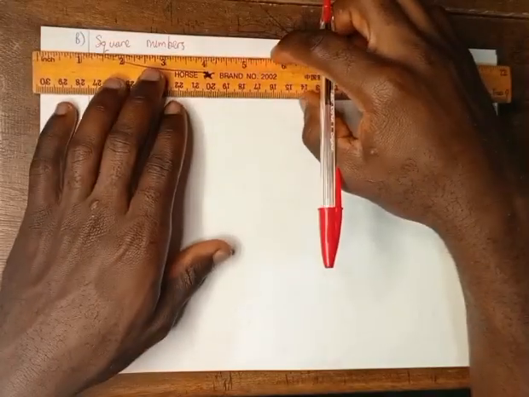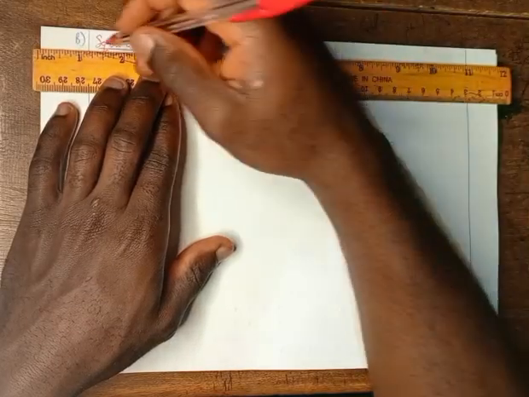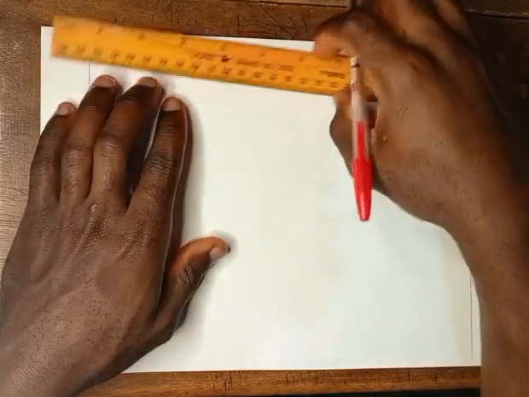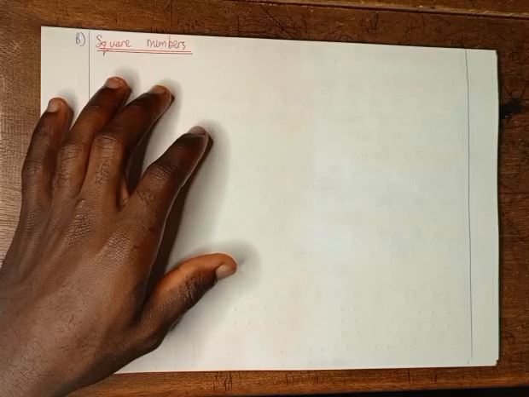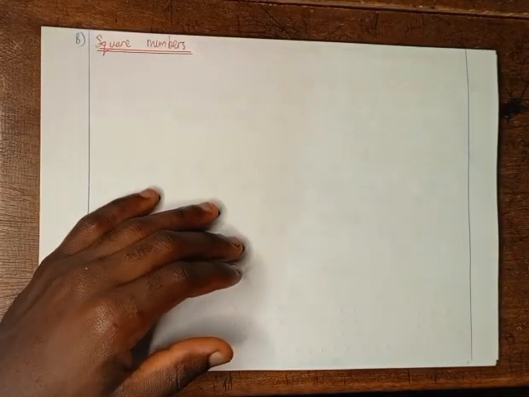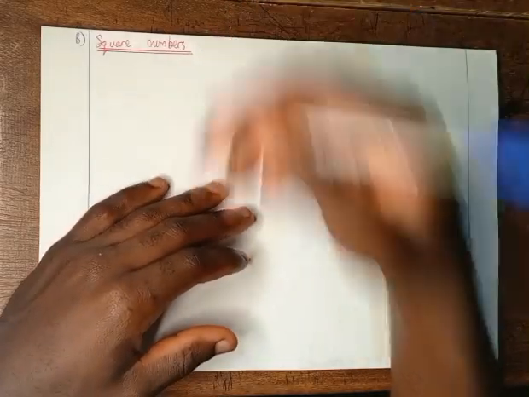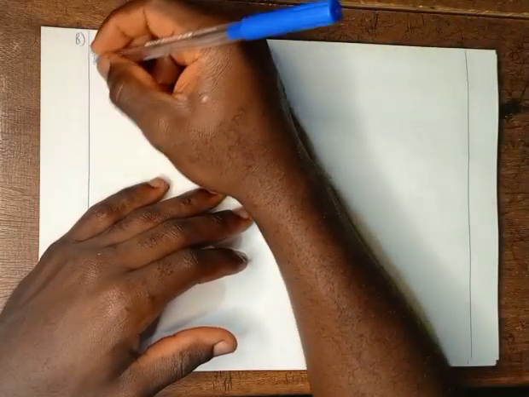When we talk of square numbers, they are those numbers that when we do their dot pattern, we will obtain a square. Square is simply a plane figure which has 4 sides, which are all equal, with 4 interior angles in which each of them is equal to 90 degrees.